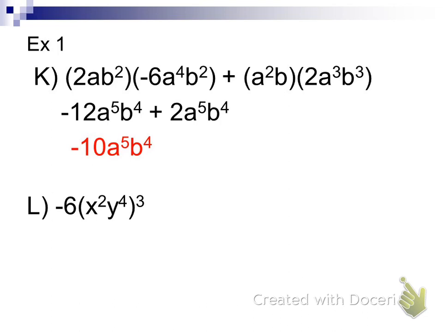What will my next step look like? You multiply the exponents. They're exponents to exponents, so we multiply them. So keep that -6 in the front. X to the second to the third is x to the sixth. Y to the fourth to the third is y to the 12th. So that's the answer.